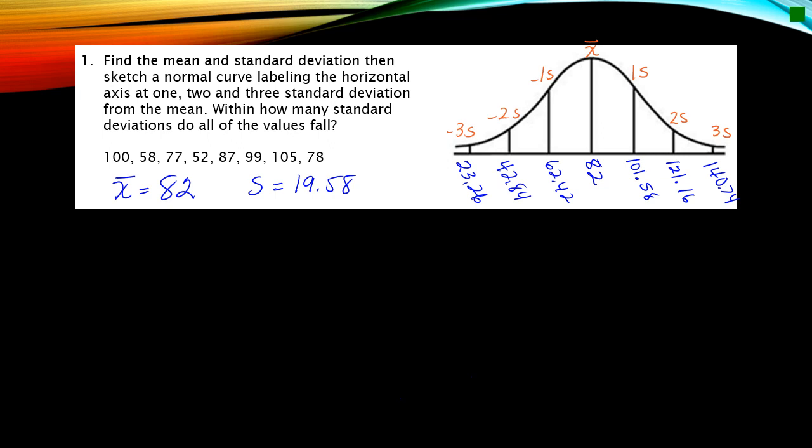Now we're going to mark the places where the smallest and largest data points fall. So we need to go back to our list, and identify the smallest point and the largest. The smallest is 52, and the largest number on the list is 105. Now going back to my normal curve, I need to figure out where 52 would fall. 52 would be between 42 and 62. So I'm going to put a dot here and mark it 52. And for my largest, 105 would fall between 101 and 121. So I'm going to put a dot here for 105.